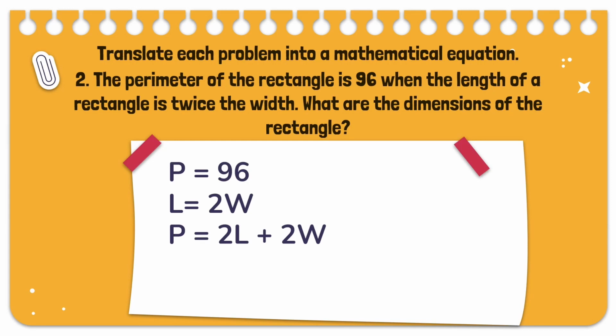Then, sa-substitute natin tong mga nakuha nating values. So, yung 96, substitute natin sa P. Then, yung 2 times L. Yung value ng L, which is 2W, isa-substitute natin dito sa ating L. Okay, so 2 times 2W plus 2W. Okay, so this will be the mathematical equation for this problem.